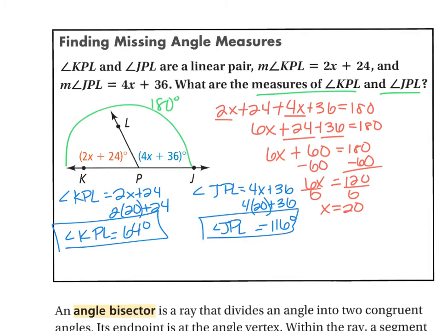So we can, of course, check our work. So to check, 64 plus 116 should equal 180. And yes, it does. So we did it right. Good.